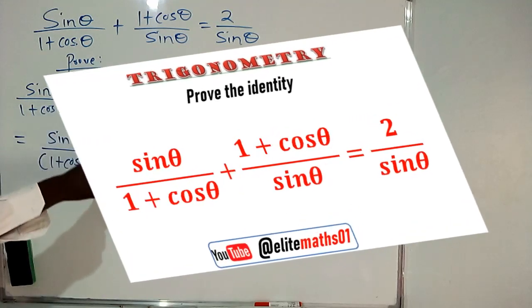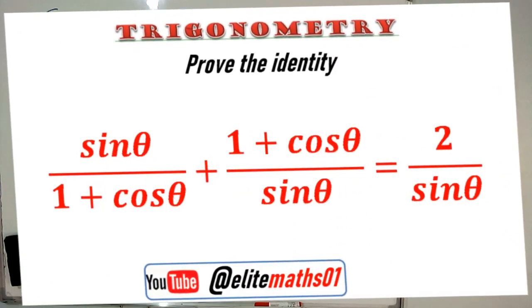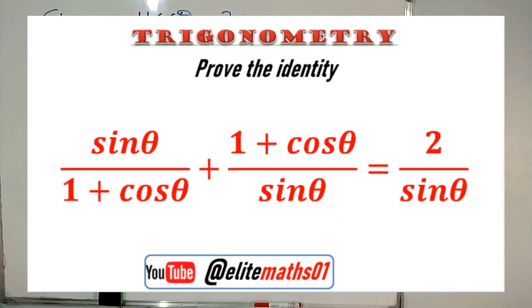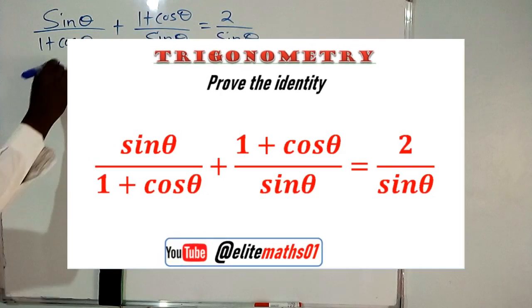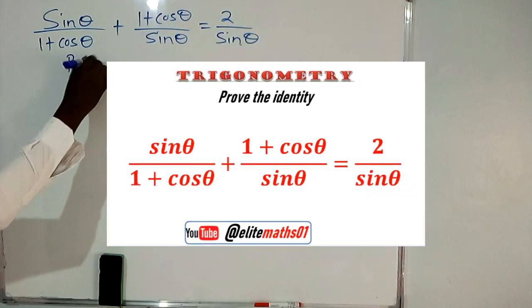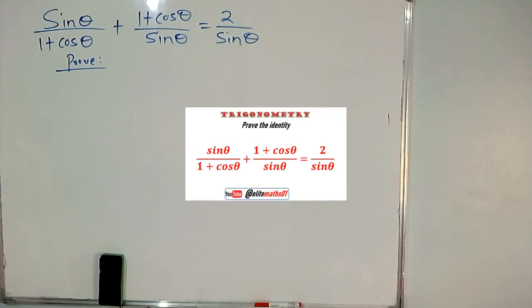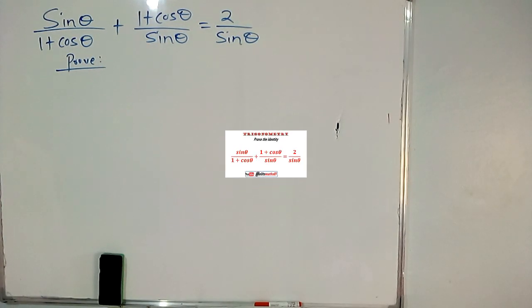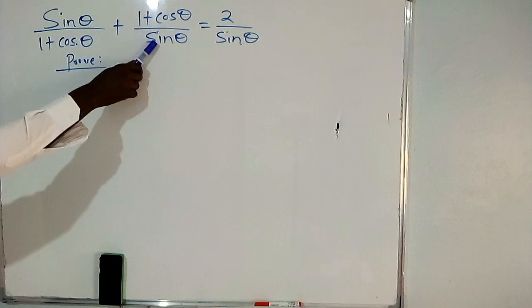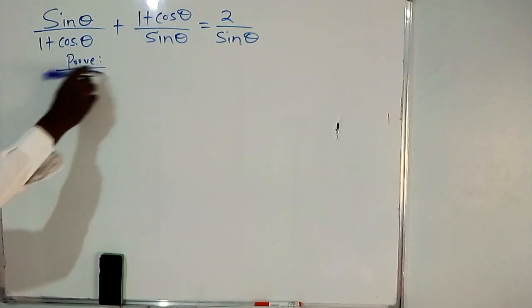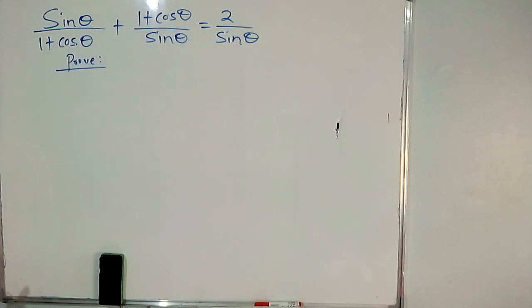Prove the trigonometric identity sin θ over 1 plus cos θ, plus 1 plus cos θ over sin θ, equals 2 over sin θ. So the first thing you need to do is to investigate the identity before you prove it. Are you seeing that? You investigate the identity. On the left hand side of the equation is where we are starting from, and we end up with what is on the right hand side of the equation, isn't it?